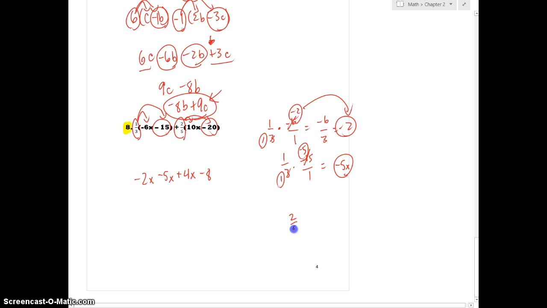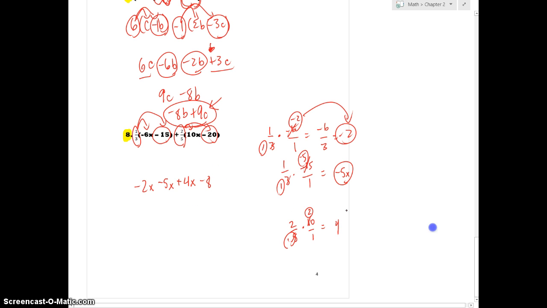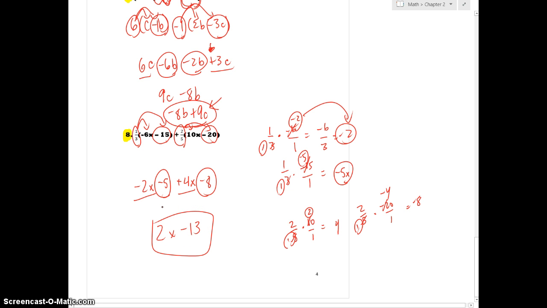Again, you could have said 2/5 times 10. 1, 2, 2 and 2 is 4, which you got right here. And you can say 2/5 times negative 20. 1, negative 4, 2, and negative 4, negative 8. We simply combine my terms. Actually, it looks like I messed up right here. I did not mean to put an x right here, which is negative 5. Negative 2 and 4 is 2x. Negative 5 minus 8 is negative 13. So again, that problem will be 2x minus 13 for number 8.